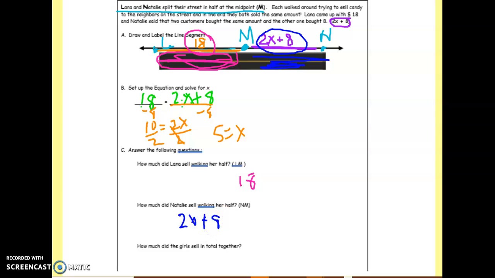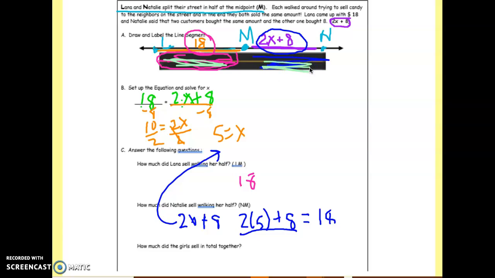Now again, we know what the value of x is. It is 5, so we would evaluate it for the value of 5. Working through this to simplify it, 2 times 5 is 10, plus 8 gives us 18. And again, thinking logically, these girls sold the same amount. So Lana's side is 18 and Natalie's side is 18. That justifies to you that your equation was set up and solved correctly.